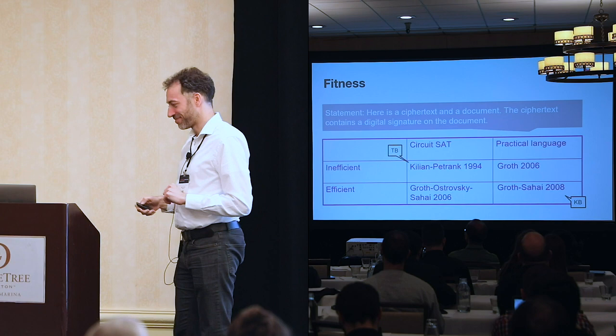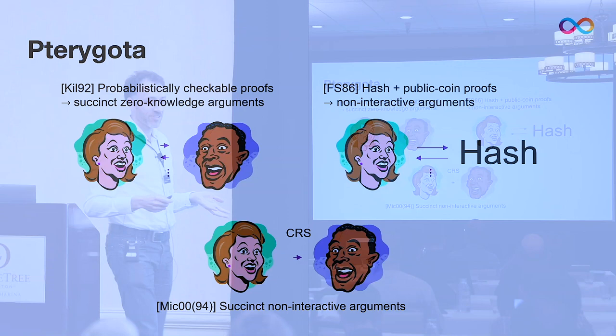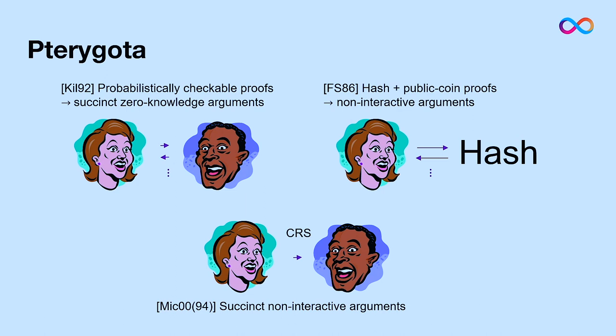Okay, and there were already hints, of course, that maybe you could get something better than that, right? Because Kilian had shown that you could get succinct zero knowledge arguments. Fiat-Shamir had shown that you could make interactive public-coin arguments non-interactive with a hash function, and Micali had put those two together and said, okay, you can actually get succinct non-interactive arguments.